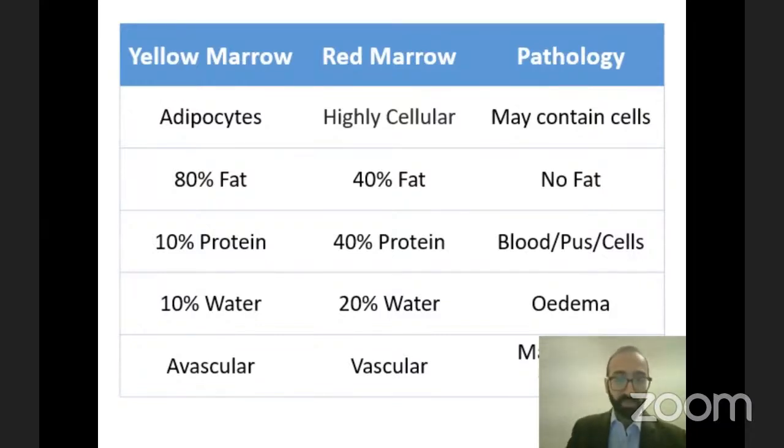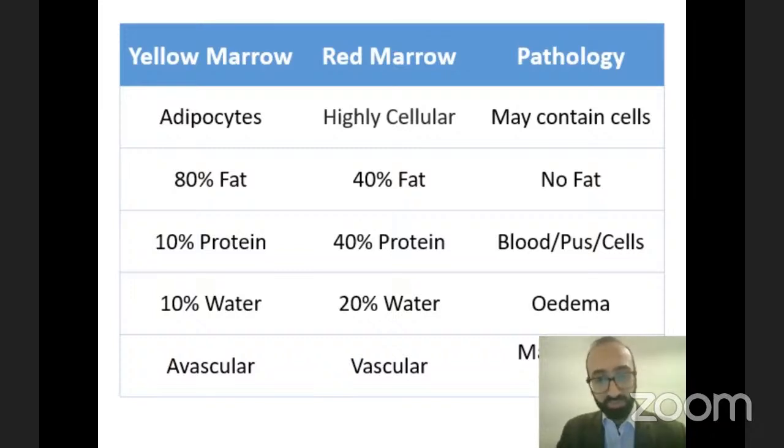And so naturally, red marrow has more protein because it has more cellular material, and yellow marrow has less. Red marrow can be vascular, but yellow marrow is relatively avascular, and that means when we give contrast, red marrow can enhance, whereas yellow marrow, it doesn't really have as marked or noticeable of an enhancement. Pathology obviously can contain cells. It can also disrupt the distribution of water molecules.